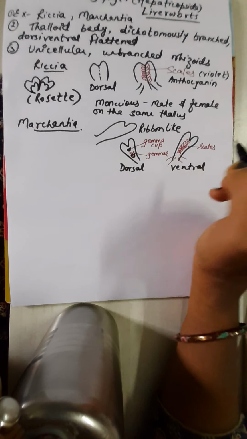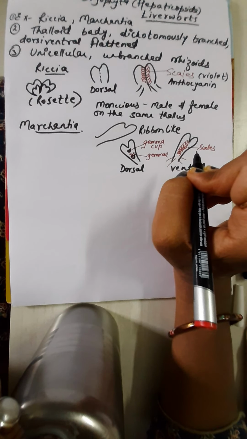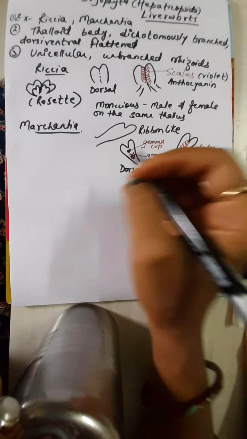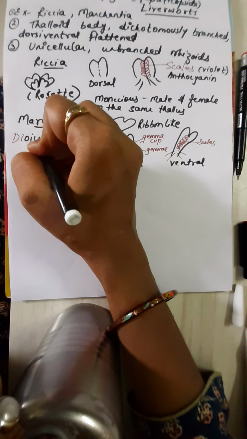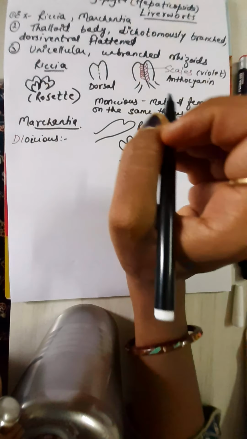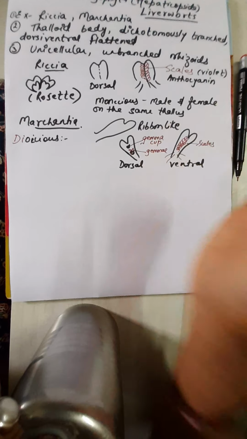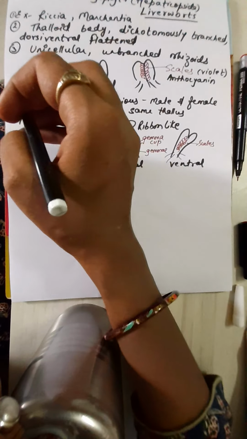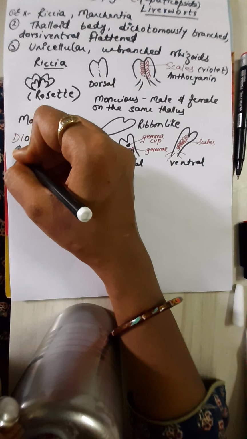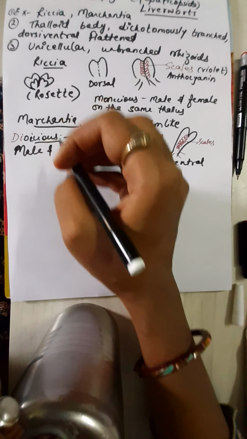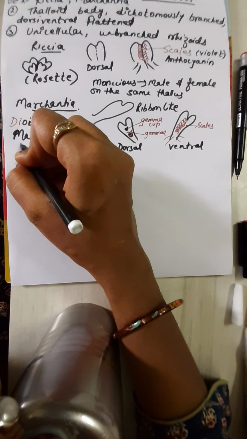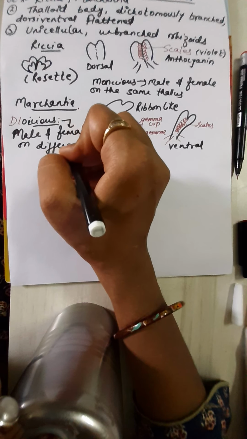These are scales. And Marchantia has one more important property. Elaters are there, for dispersal of spores. And it shows dioecious. It is dioecious. In this, male and female are on different thallus, and you are able to distinguish easily. This I showed just now in the diagram. Male and female on different thallus.